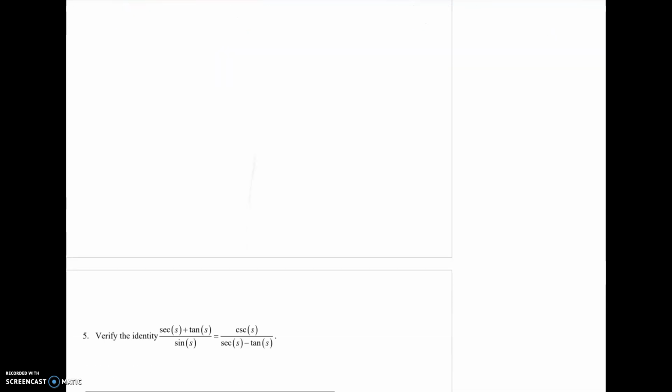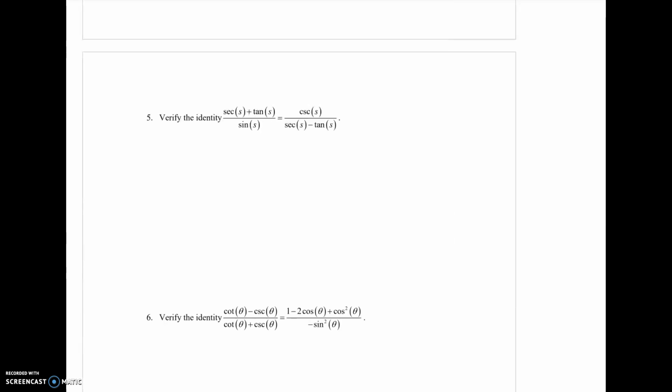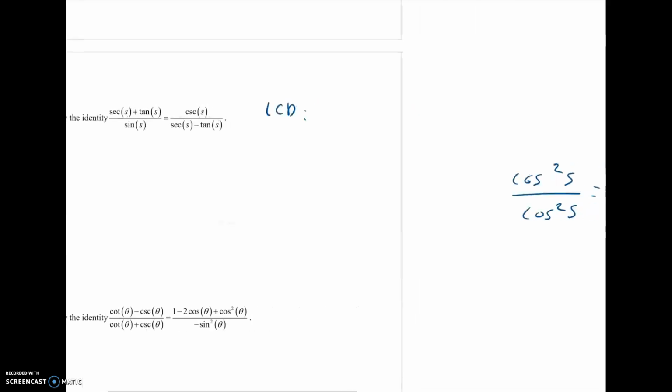I'm sure of that. All right, I want to do number 5 with you. Number 5: (sec s plus tangent s) over sine s equals cosec of s divided by (sec s minus tangent s). So let's try to do that. You have an equation with denominators. The first thing you want to do is maybe get rid of the denominators, by multiplying both sides by the LCD.